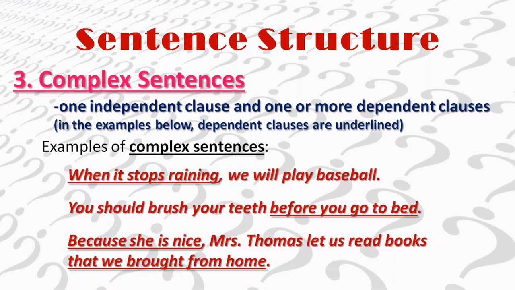The independent clause, the independent idea, the sentence, if you like, is we will play baseball. That stands on its own. That's an independent clause. The dependent clause is when it stops raining. You can't just go up to someone and say, when it stops raining, because he will expect you to say something else about what will happen when it stops raining, which in this case is, we will play baseball. So when it stops raining is a dependent clause. It doesn't stand alone. It doesn't mean anything on its own. And we will play baseball is the independent clause. You could use that as a standalone sentence.